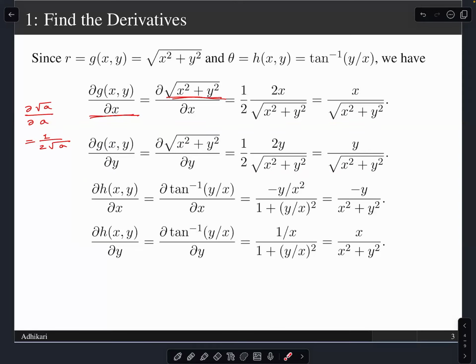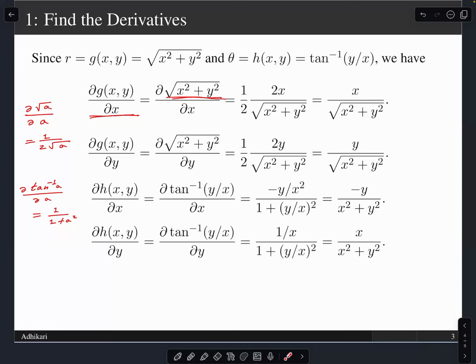The third one is differentiating h with respect to x, and we have inverse tangent. So for this, we have to use the formula: derivative of inverse tangent of a is 1 by 1 plus a squared. So applying that formula and chain rule, we get this expression. And simplifying that, we get this.